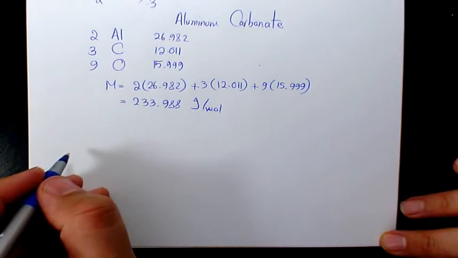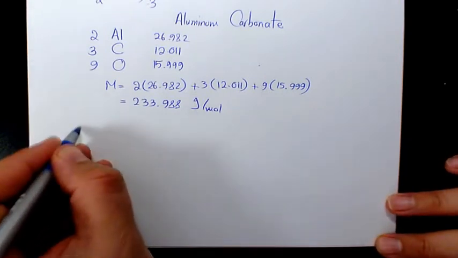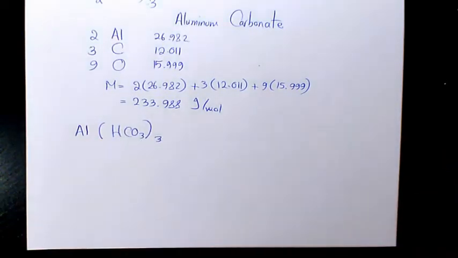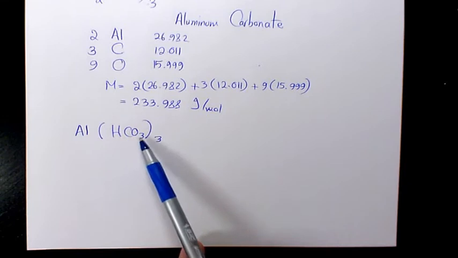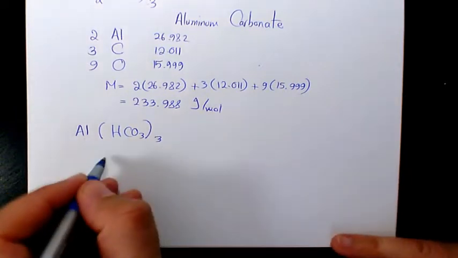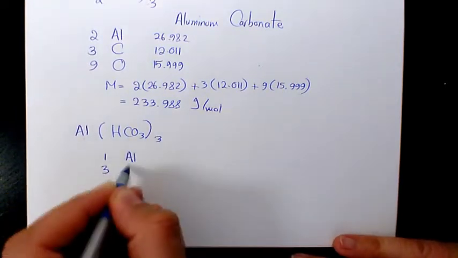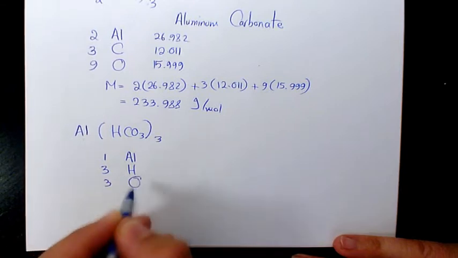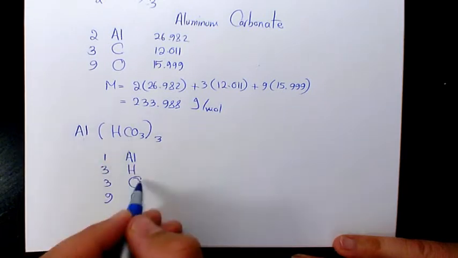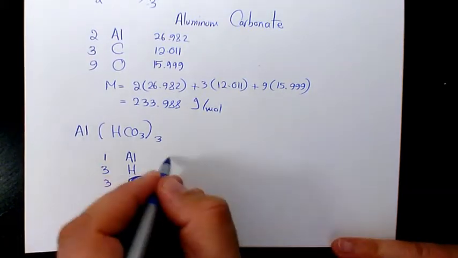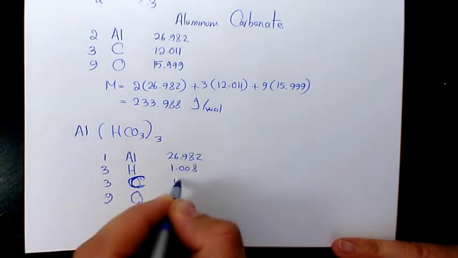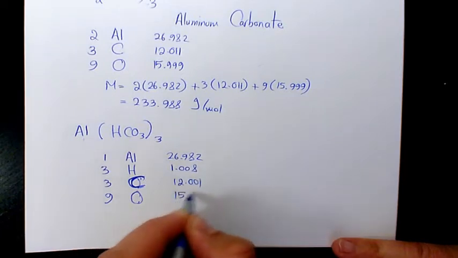Next one is going to be aluminum bicarbonate, Al(HCO3)3. This is bicarbonate ion. It's 1-, so that's why we don't write anything here. Al is +3, so we have 3 here. So we have 1 atom of aluminum, 3 atoms of hydrogen, 3 atoms of carbon, and 9 atoms of oxygen. So aluminum is 26.982, hydrogen 1.008, carbon is 12.011, oxygen is 15.999.